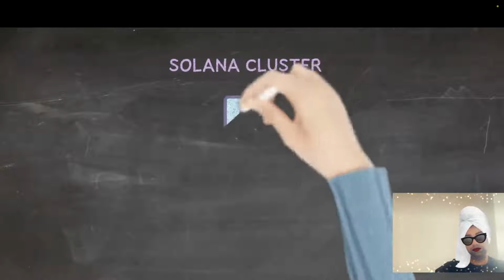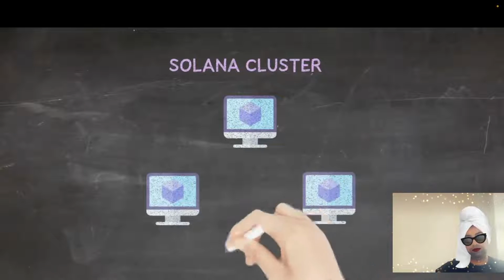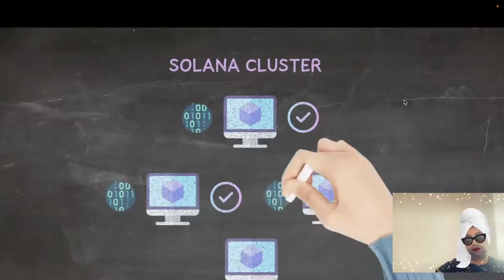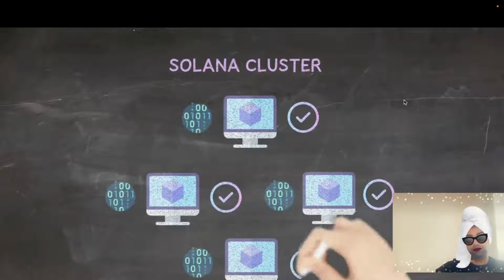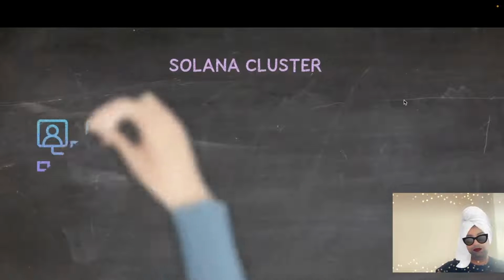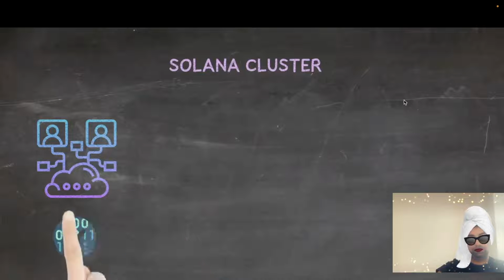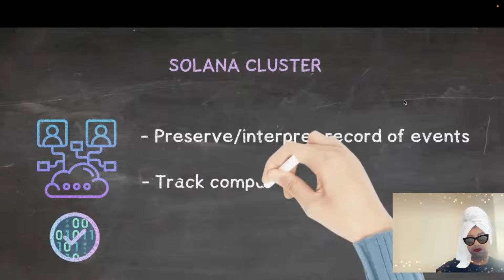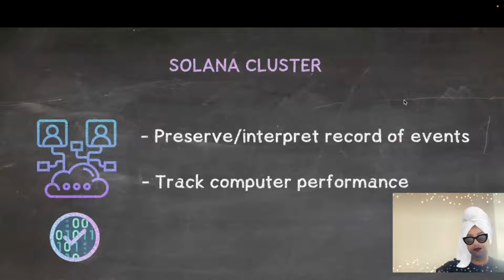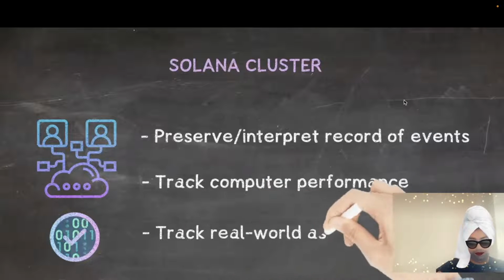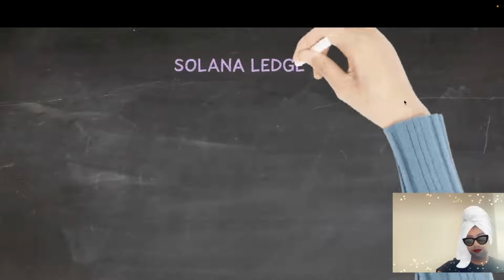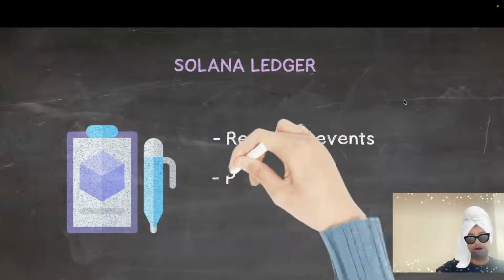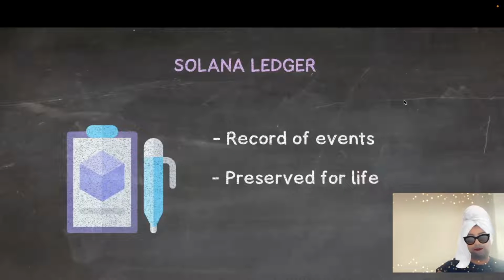A Solana cluster can be defined as a set of independently owned computers working together or against one another to verify the output of untrusted user-submitted programs. From the outside, the cluster can be viewed as a single system and utilized anytime a user wants to preserve or interpret an immutable record of events, such as tracking which computers did meaningful work to maintain the network or verifying possession of real-world assets. During any of these processes, the cluster produces a record of events called the ledger, which will be preserved for the lifetime of the cluster.